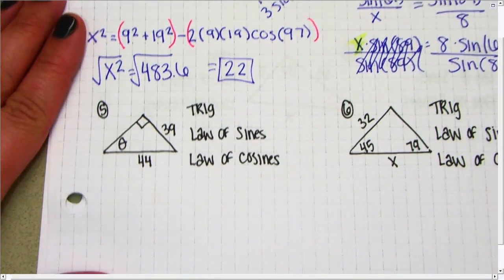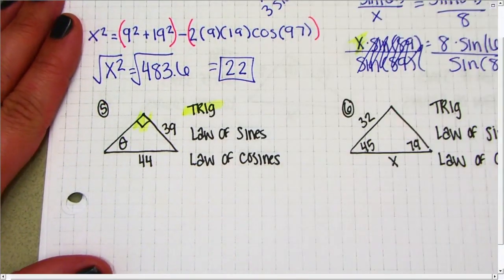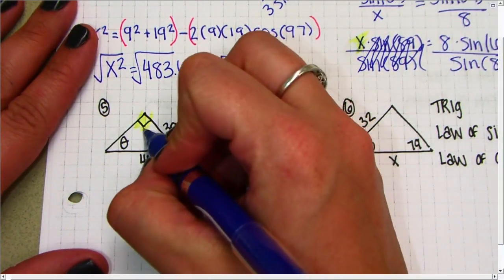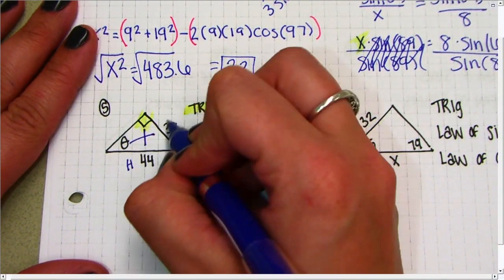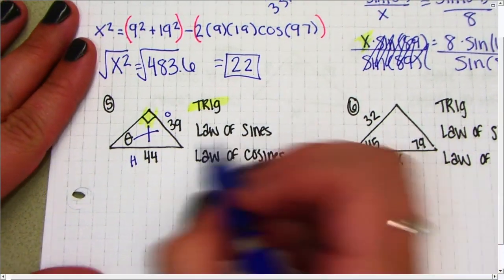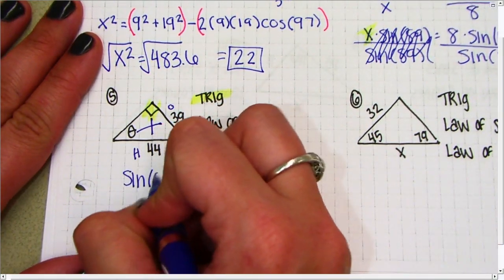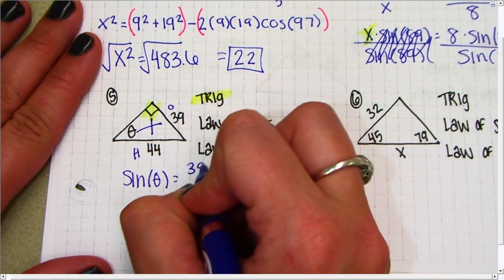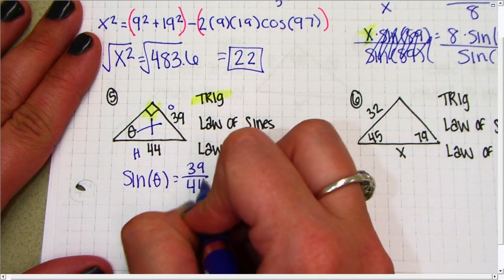Next, I see that 90 degree, which means trig is my answer. Across the 90 is h, across theta is o. O and h is sine. Sine of theta equals opposite 39 over hypotenuse 44.